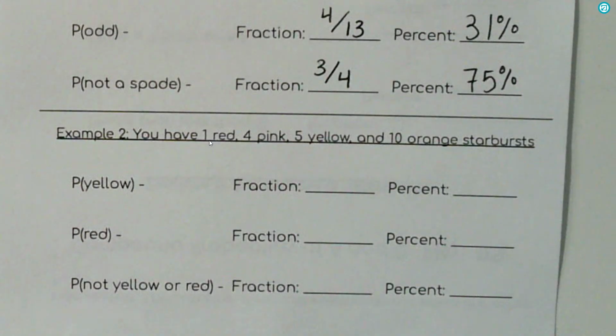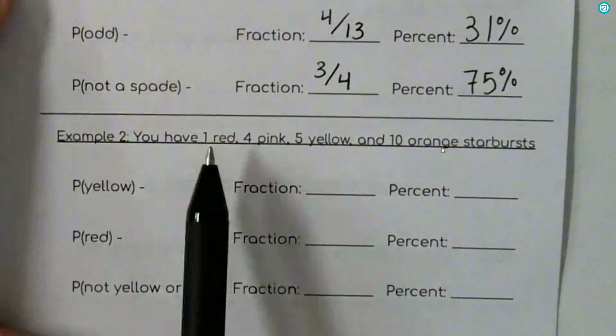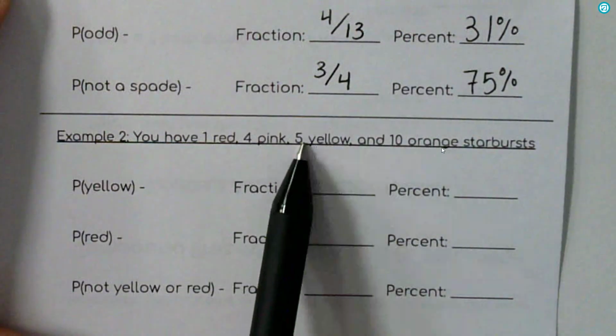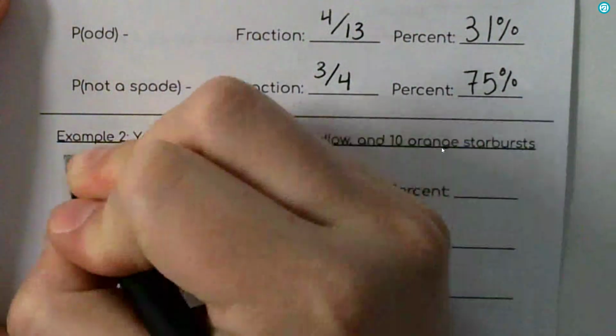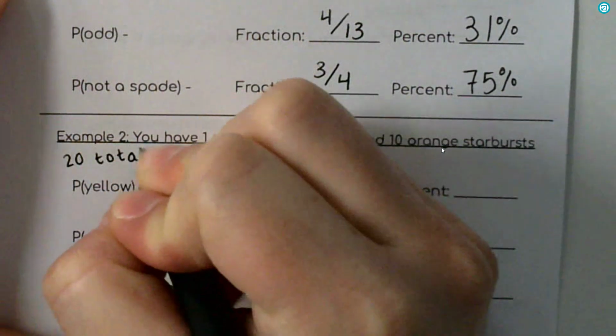We tell you that in a handful of starbursts, you have 1 red, 4 pink, 5 yellow, and 10 orange starbursts. The first question is, how many total starbursts do you have? 20. If we add these up, 1 plus 4 is 5, plus another 5 is 10, plus 10 is 20. Put a little note so you know where you got that: I've got 20 total.